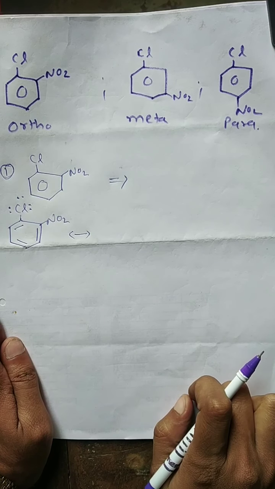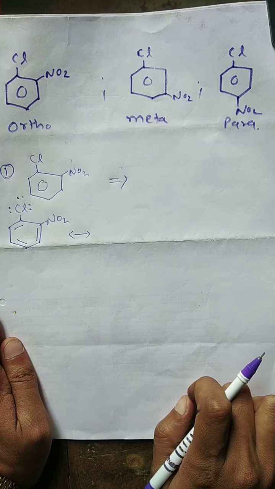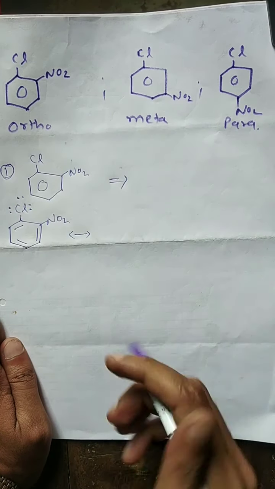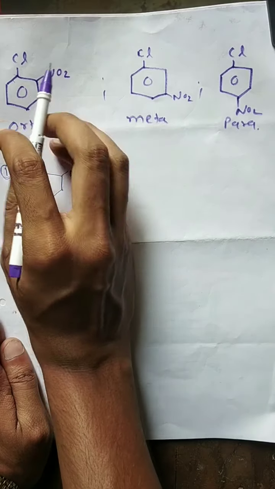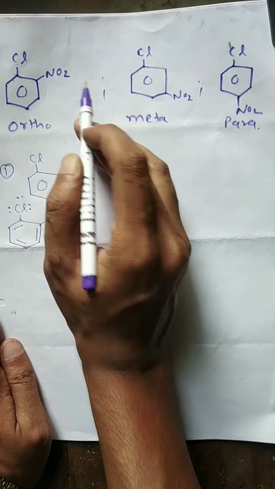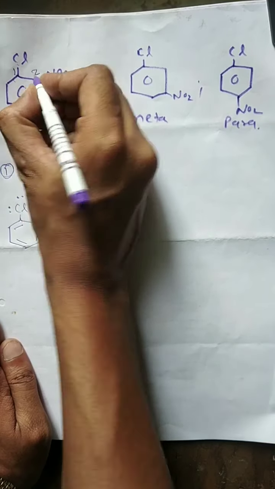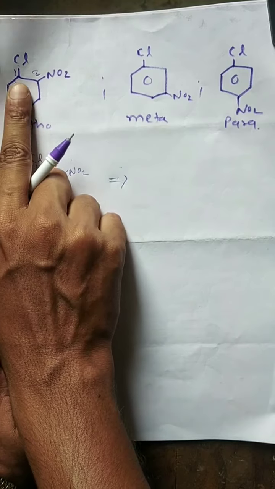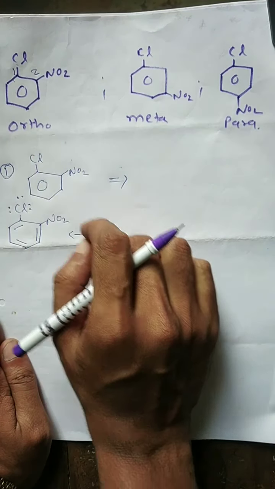Okay, today we are going to discuss the reactivity of these three compounds. You can see on the first compound the Cl group is there and the NO2 group is there, and the position is 1-2 position. So it is orthonitrochlorobenzene.